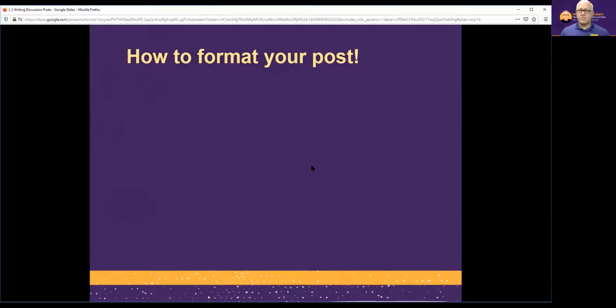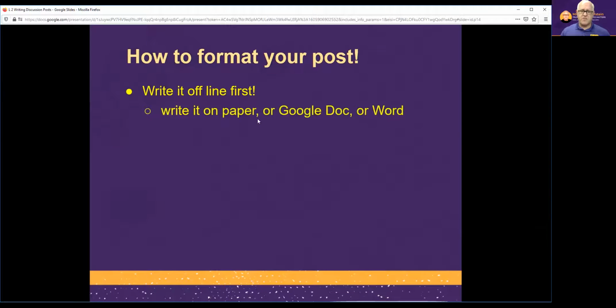So how do you format your post? Well, that's where it gets kind of interesting. First, write it offline first. Write it offline, proofread it, go over it a few times, make sure it's perfect. You can write it on paper, or you can write it on a Google Doc or on Word. Save that and date it for what it is, and then you'd pick that up and drop it into your discussion post. Make sure you're using full sentences with punctuation. Full sentences, 8 to 10 word sentences with punctuation.